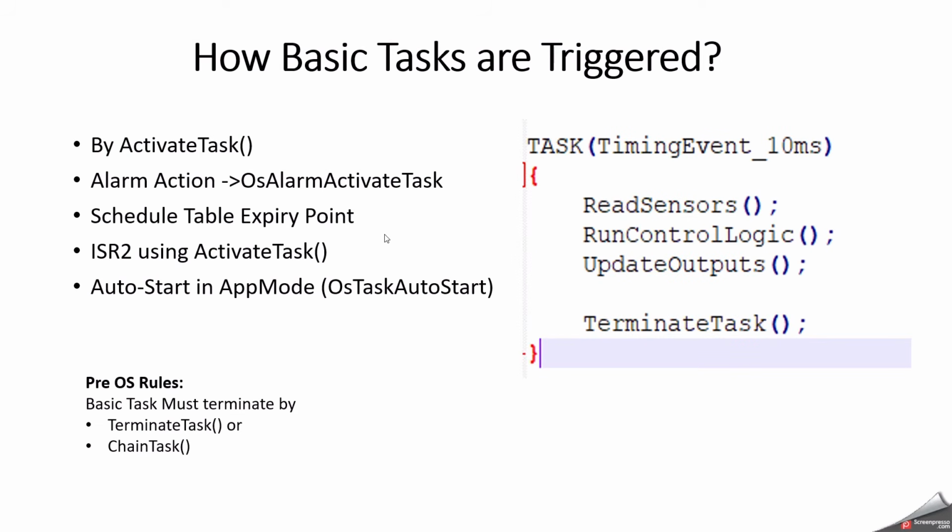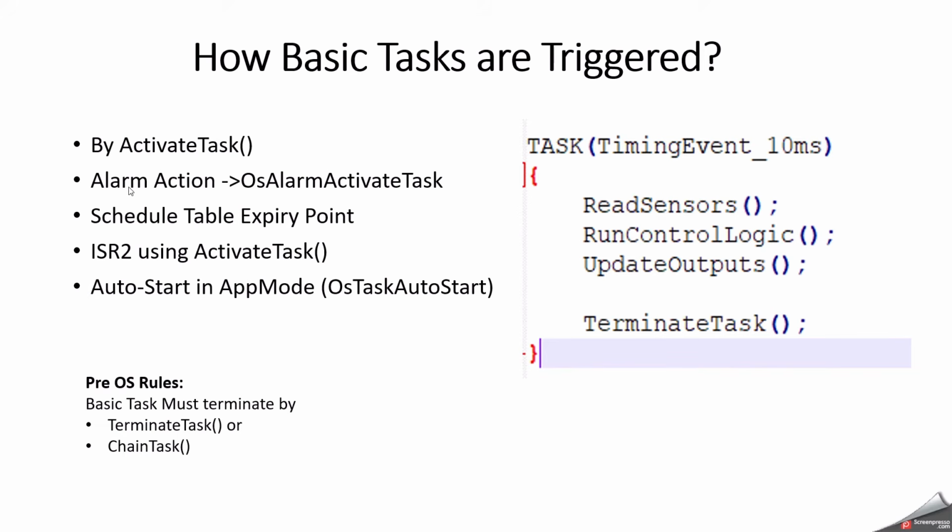How are basic tasks triggered? For triggering the basic task by calling activate task, basically this will be done by RTE. So if you see in the RTE configuration or rte.c file, then you will come to know which tasks are activated by the activate task API. Basically, event based tasks will be triggered by using the activate task API.